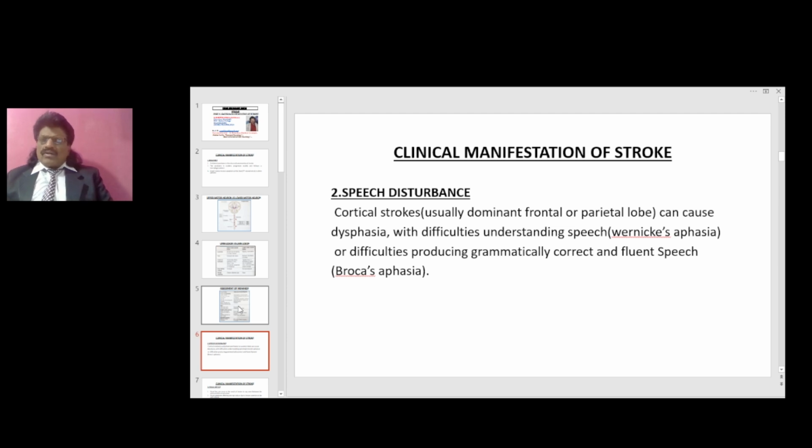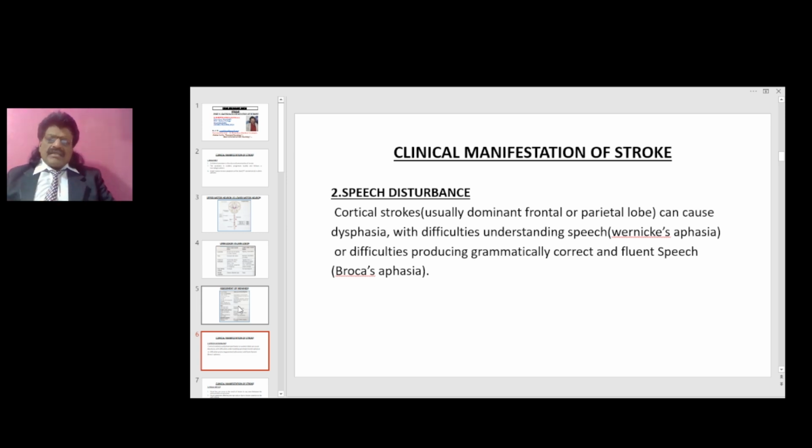Now weakness is over. Now we'll talk about speech disturbances. Cortical strokes, usually of the dominant parietal lobe, can cause dysphasia with either difficulties in understanding speech, Wernicke's aphasia, or difficulties in producing grammatically correct and fluent speech.